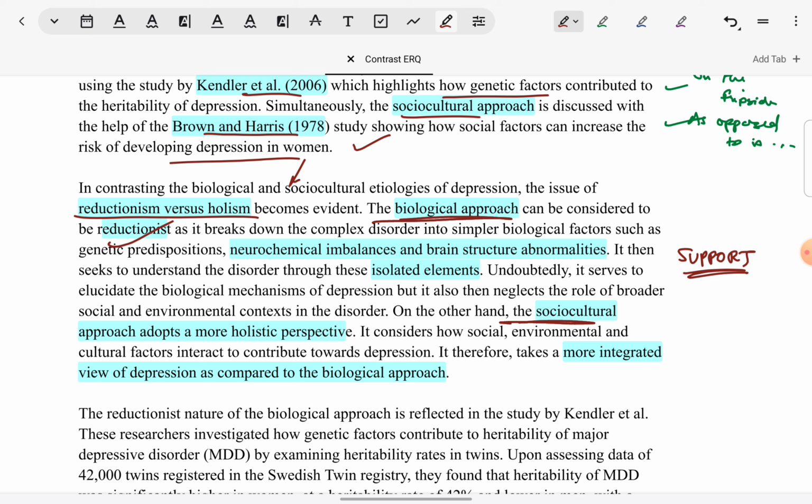That is how a contrast answer needs to be structured. So I've taken the argument reductionism versus holism. Immediately I've pointed out how the biological approach is reductionist, and as against this, how the sociocultural approach is more holistic. That is how we draw a contrast.